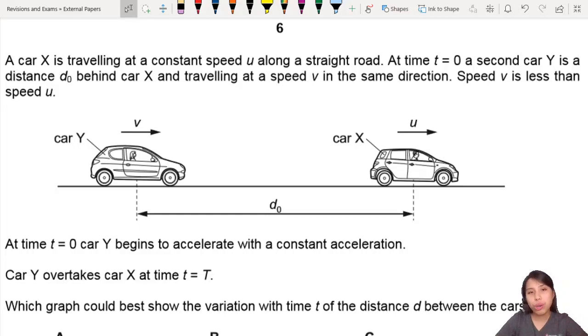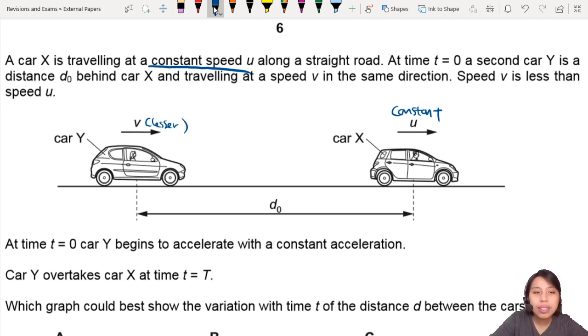You have two cars on the road. One car is traveling at a constant speed along the straight road, so that would be car X. This is pretty important. Constant. The other one, car Y, is behind and traveling at the same speed V, which is lesser, but car Y is starting to accelerate. So you're gonna have some acceleration happening here, and it's gonna get faster and faster.